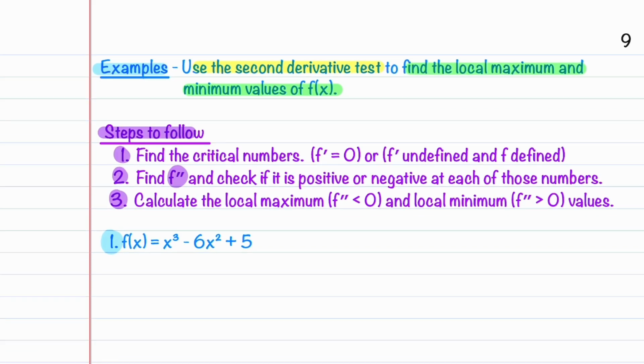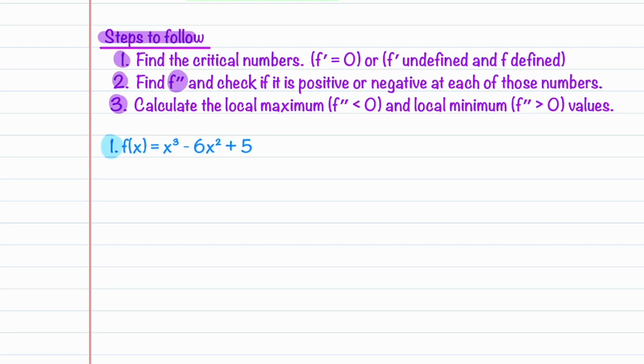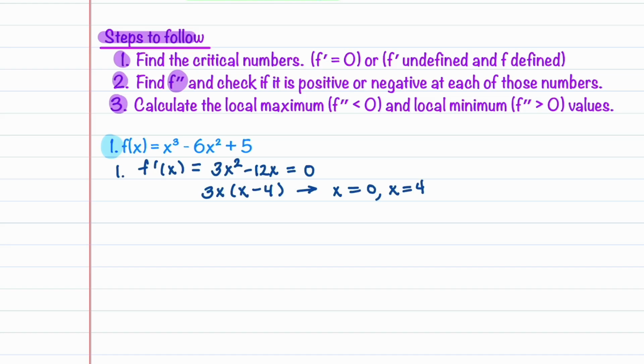The first function that we're given is a polynomial, and its f of x is equal to x cubed minus 6x squared plus 5. Our first step is to find our critical numbers, so we're going to take the derivative. F prime of x is 3x squared minus 12x. We are going to set this equal to 0. We can factor out a 3x, and we're left with x minus 4. So this gives us that x is equal to 0 and x is equal to 4.